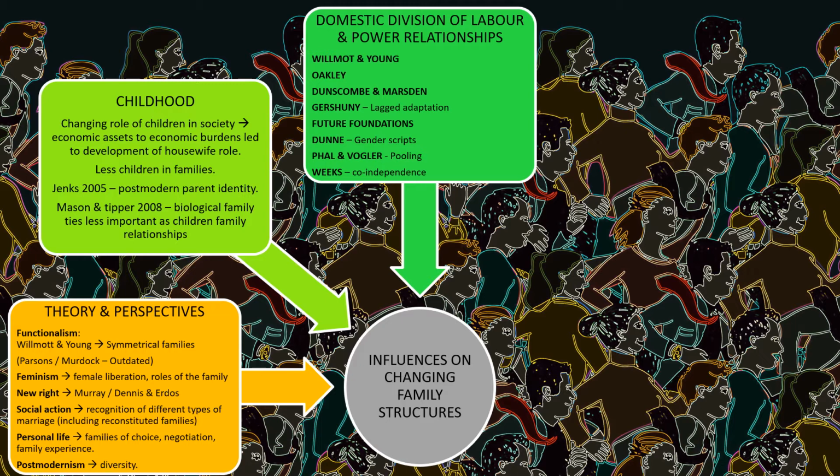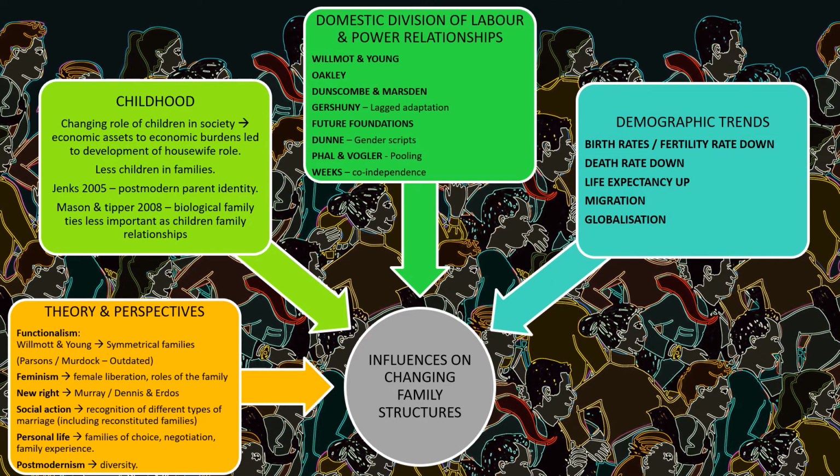Dunn talks about gender scripts. Now again, this changes the structure in the sense of families of choice, so who is involved, same-sex relationships, maybe remaining childless. So that could be a link to the structure. Vogler, pooling and co-independence with Weeks. Again, it's more about financial, so women returning to work. So we could suggest about the role of children being more or less significant there.